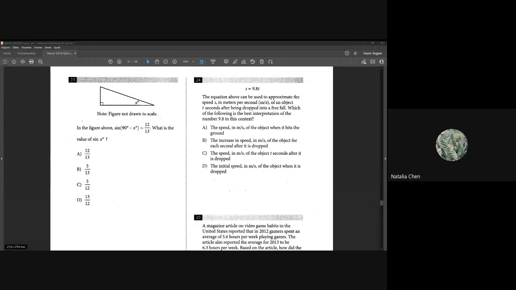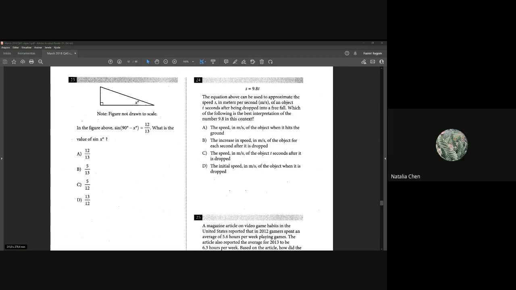In the figure above, sin of 90 minus x equals 12 over 13. What is sin of x? Então, tu tem que lembrar o seguinte, né, Nath? Seno de 90 menos x é igual ao cosseno de x. Então, o cosseno de x é 12 sobre 13. Tu eleva isso ao quadrado. Daí tu lembra que seno ao quadrado mais cosseno ao quadrado é igual a 1. E daí tu isola o seno e pronto, entendeu?